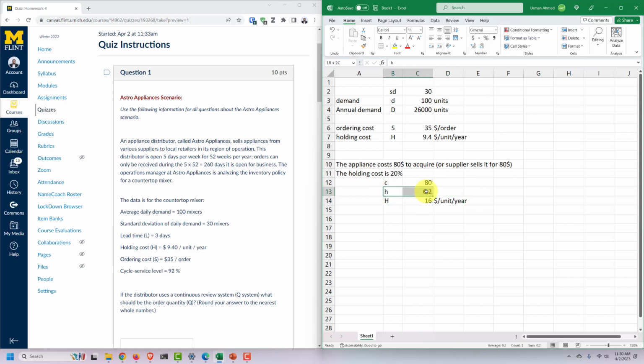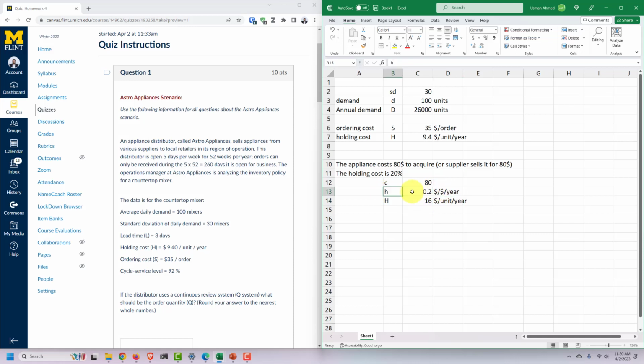This small h of 0.2 is dollars per dollar per year. If you have inventory worth $1, you pay 20 cents on it to hold it for a year. This one is talking about if you have one piece, one unit of the item in inventory. So if you have one of this appliance, this countertop mixer in inventory for a year, you spend $16 keeping it safe in a warehouse and all of that, right? And so this is dollar per dollar, and this is dollar per unit.